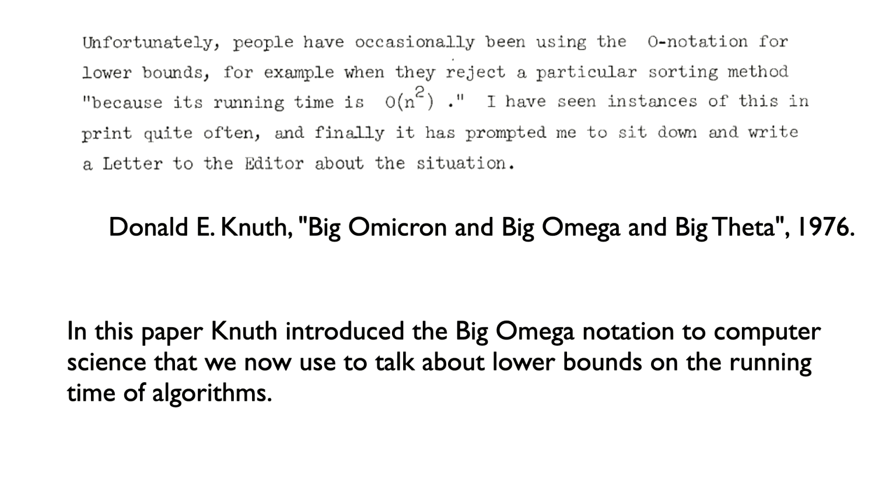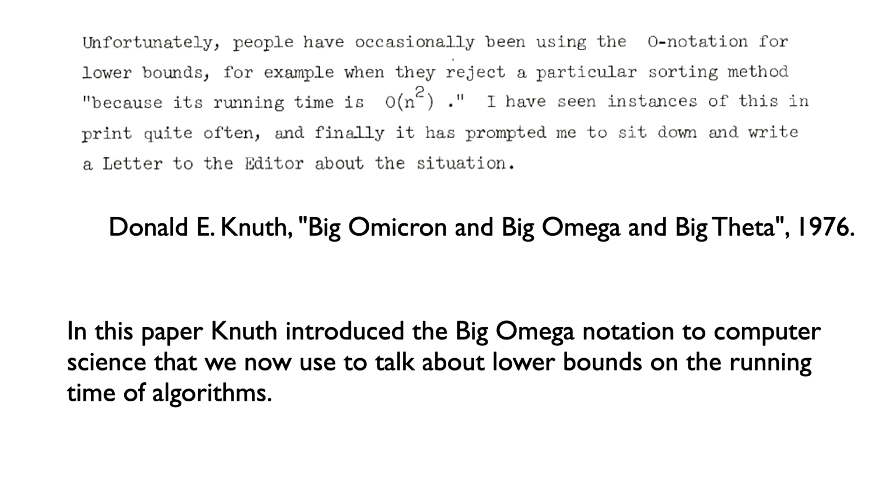So he says, "Unfortunately, people have occasionally been using the big O notation for lower bounds. For example, when they reject a particular sorting method because its running time is order of n squared. I have seen instances of this in print quite often, and finally it has prompted me to sit down and write a letter to the editor about the situation." So do you see what the problem with the line in quotes is? Order of n squared is just an upper bound. It doesn't mean that on some instances the algorithm is actually going to take time n squared. So this is no reason to reject a sorting method.